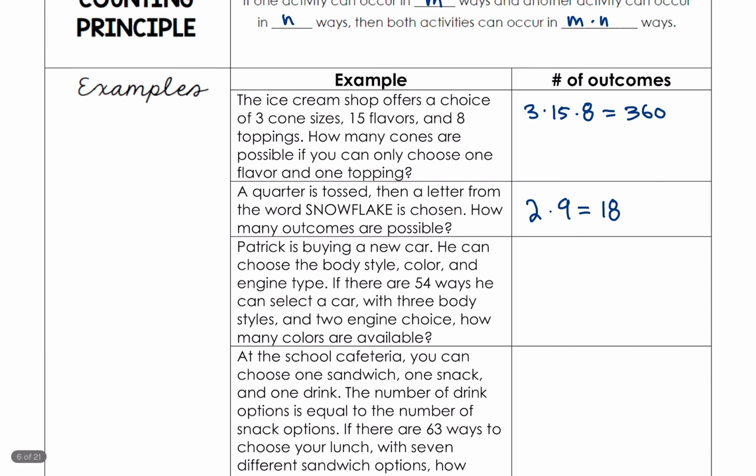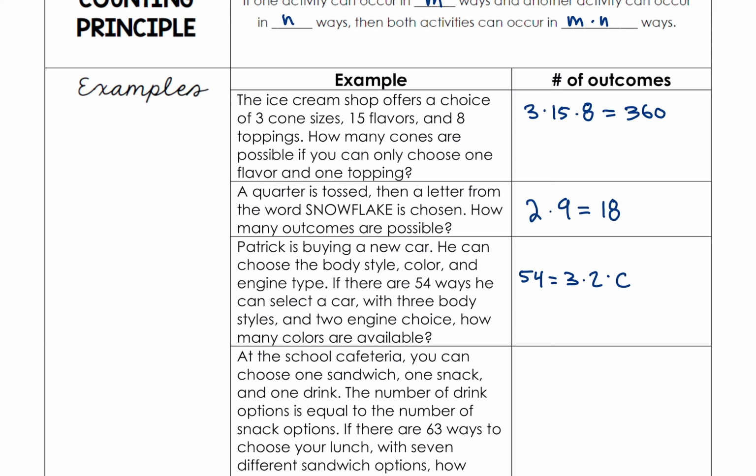On the next one, Patrick is buying a new car. He can choose the body style, the color, and the engine type. There's 54 ways he can select a car. With 3 body styles and 2 engine choices, how many colors are available? So now it tells me my total number of outcomes. It says that my total number of outcomes is 54. I've got 54 different ways we can select a car. It tells me that I've got 3 body styles and 2 engine choices, and I need to figure out how many colors are available. So I have 3 times 2 times a variable C that represents my colors.